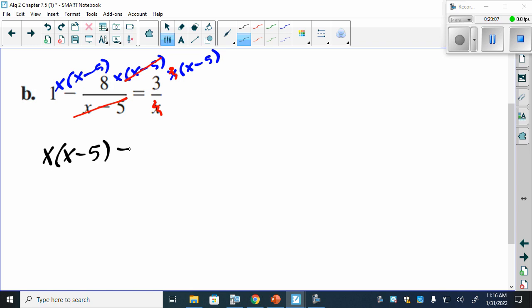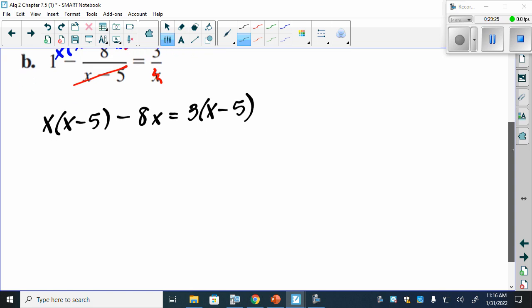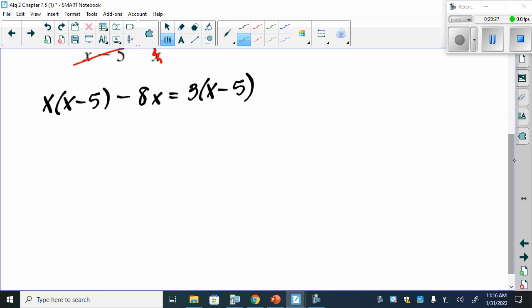We don't need the 1 because 1 times x is just x. Minus, well, in the middle we would have 8x is equal to 3 times x minus 5. Now, luckily, by multiplying everything by x times x minus 5, all the denominators did simplify out, and we're left with this here.